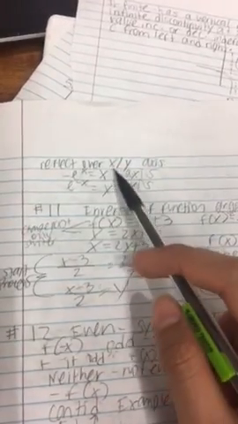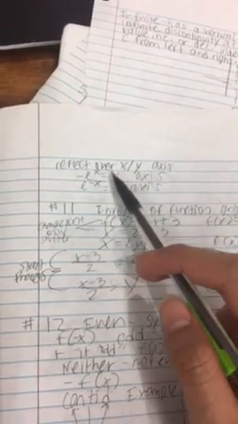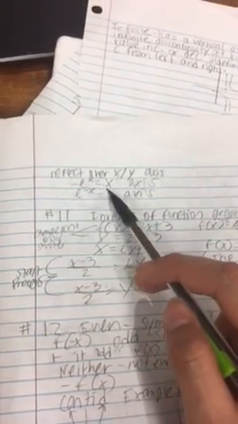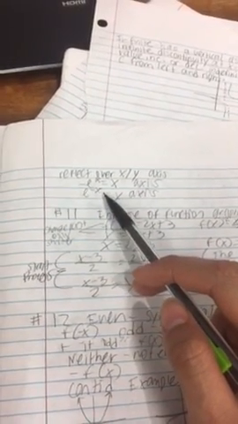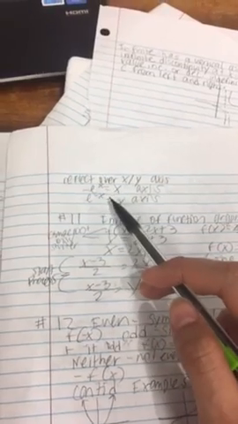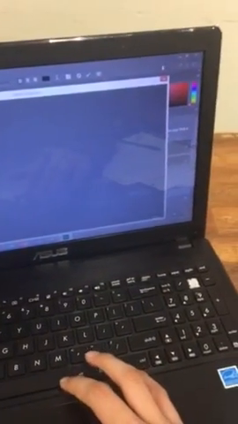That's reflect over the y-axis, or negative e to the x is reflect over the x-axis, and e to the negative x is reflect over the y-axis. So all you gotta do is graph them, and that's pretty much it. You gotta graph all of these, so we can do it in the calculator on the website.